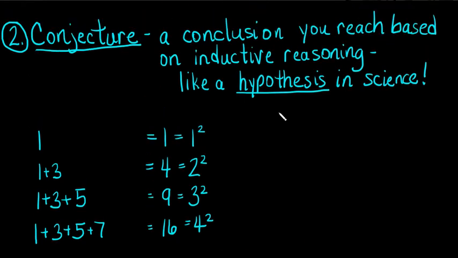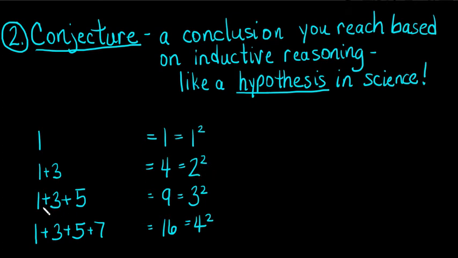Take a look at what I've written right here. 1, and 1 plus 3, 1 plus 3 plus 5, 1 plus 3 plus 5 plus 7. Looks like I'm adding odd numbers. And if you look at the answer, the sum, every time it ends up being the perfect square of however many add-ins I had. Here I have 1, the answer is 1, which is 1 squared. Next, 1 plus 3, the answer is 4. I have 2 add-ins, and 2 squared is 4.